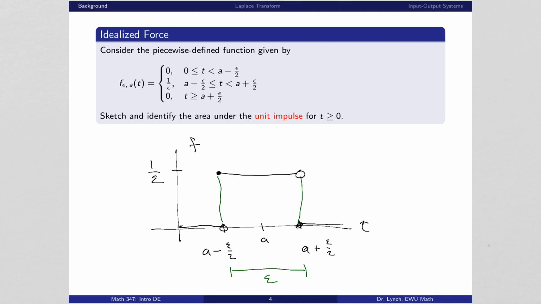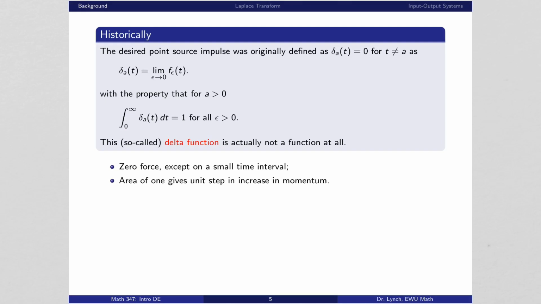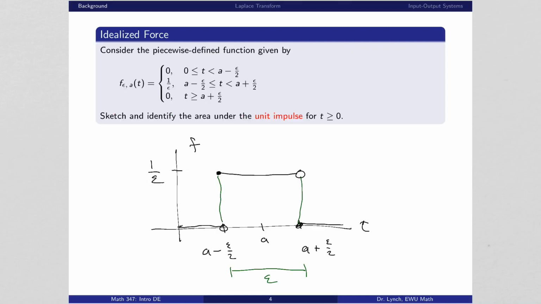This idealized force has area 1. Now we'll define this new function, the delta function, to be the limit as epsilon goes to 0 of this idealized force. You can imagine that as epsilon gets smaller and smaller, the width gets smaller and smaller, but the height gets taller and taller.